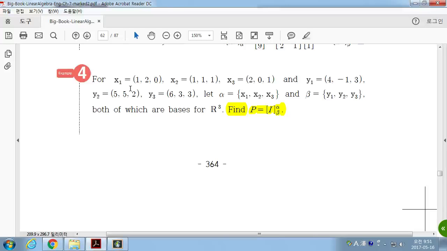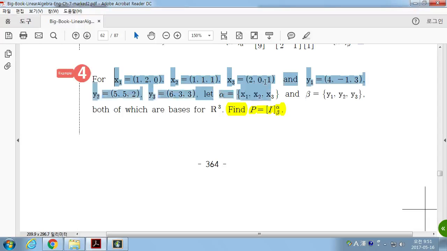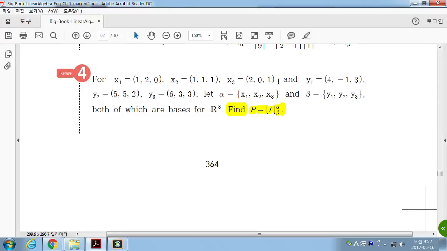Next, for three vectors in R3, close the door please. Closed. If you have three linear independent vectors in R3 and another set of three linear independent vectors in R3, then this forms a basis and this forms a basis. So let's say alpha is a set of three linear independent vectors xi's, and beta is a set of linear independent vectors yi's. Okay? Then they both form a basis. Find the transition matrix P from beta to alpha.